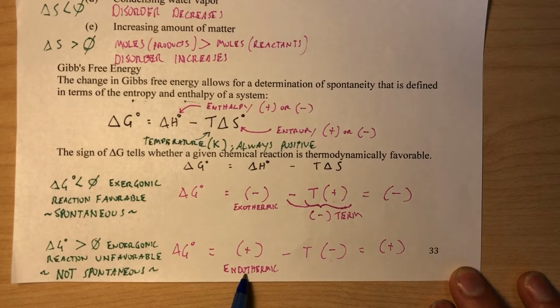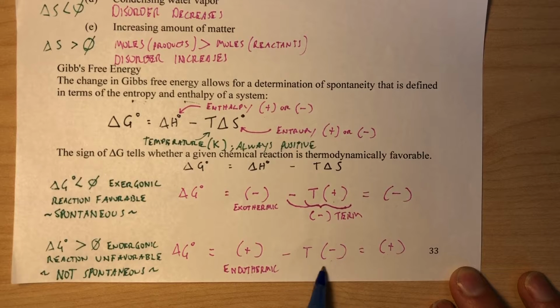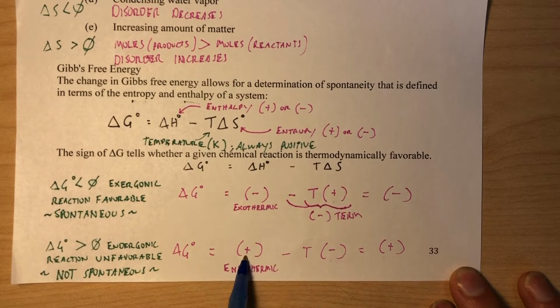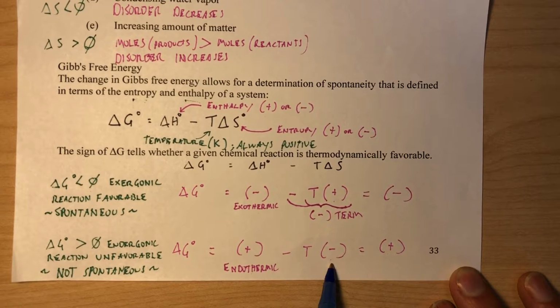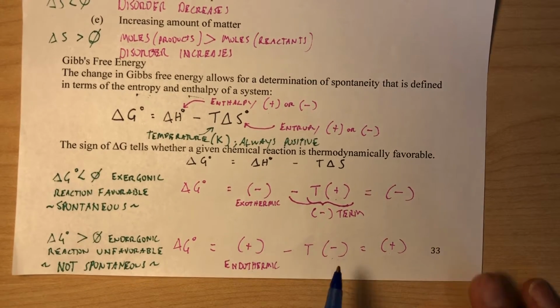On the other hand, for an endergonic reaction, one that is not spontaneous and unfavorable, delta G will be positive when we have an endothermic, a positive delta H, minus a negative delta S. T again is always positive, so this term would be positive. So you'd have a positive minus a negative, giving us a positive. And that would be a system where we are decreasing in entropy, giving us a more ordered system.